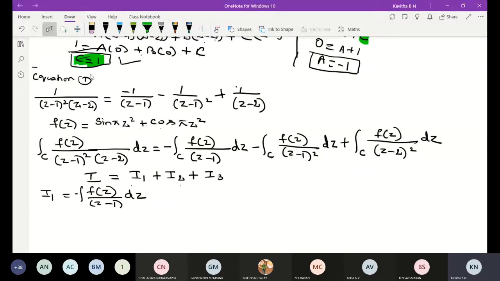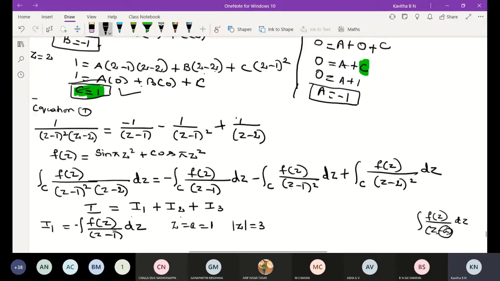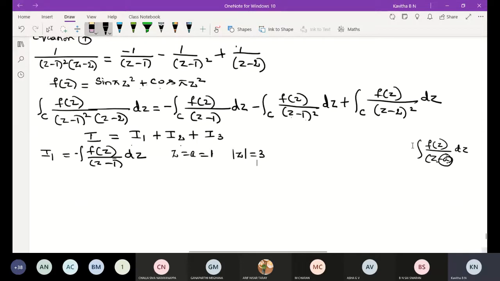Observe here, first we have to identify the a value. z is equal to a; in the previous class I already told, the general form is integral of f of z by (z minus a) into dz. In place of a, what is there here? 1, which means z is equal to a is equal to 1. In this problem modulus of z is 3. Next, we have to check whether the given point lies inside the circle or outside the circle.